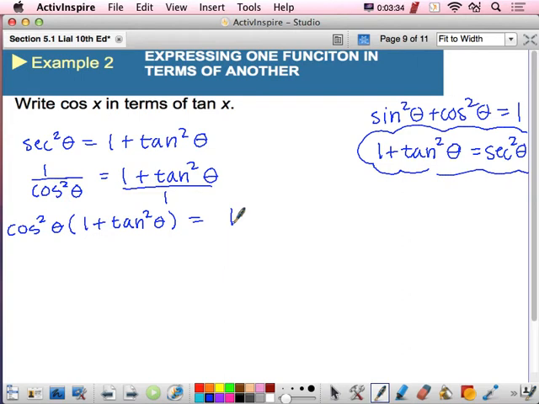And guys, we're just playing with algebra right now for the sheer sake of because the book said to. So do not think this is supposed to make a whole lot of sense to you yet. But I am trying to get cosine by itself. So if I divide both sides by 1 plus tangent squared, I have cosine squared is equal to 1 over 1 plus tangent squared.